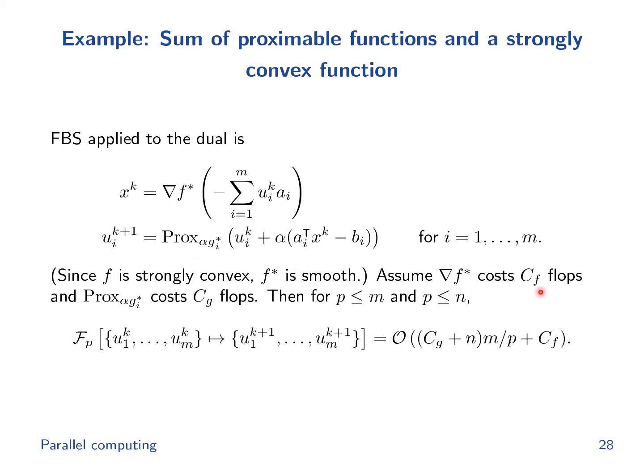So assume the gradient costs cf flops, and each prox gi star costs cg flops. Assume p is no more than m or n. Then the cost of updating all the dual variables breaks down to two parts. The first part is the parallelizable part, and the second part, cf, is not parallelizable.